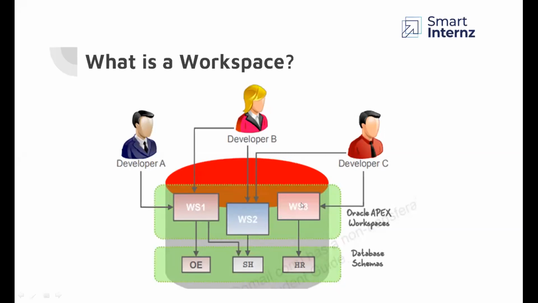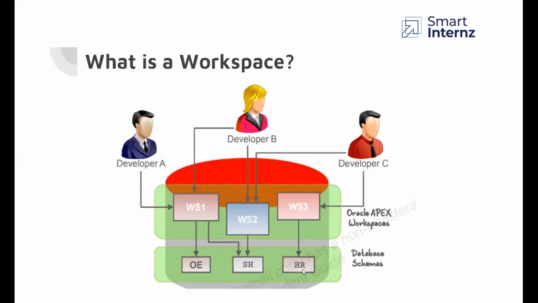Now if you see workspace 3, workspace 3 is also assigned to only one schema, that is the HR schema here. But workspace 3 is assigned to only one developer. Correct? But developer C is having access to two workspaces. He is having access to workspace 2 and workspace 3. This is also possible. One developer can have access to multiple workspaces also.